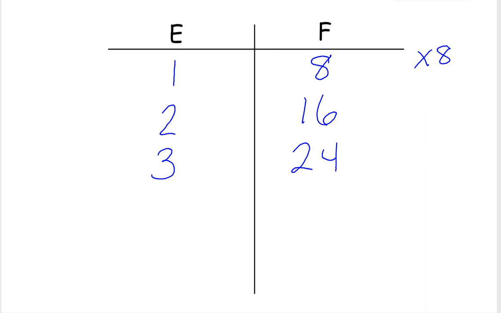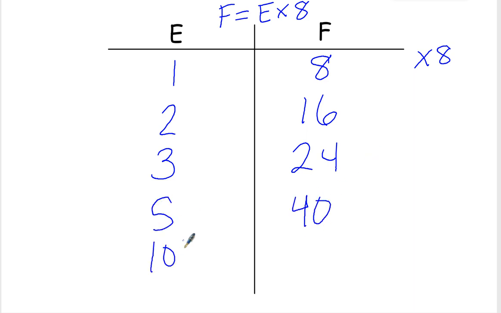So 2 times 8 is 16. So that's correct. So F is going to equal whatever number I put into E, times 8. So 3 times 8 is 24. 5 times 8 is 40. 10 times 8 is 80. And 100 times 8 is 800. So the rule is correct because we follow the same pattern.